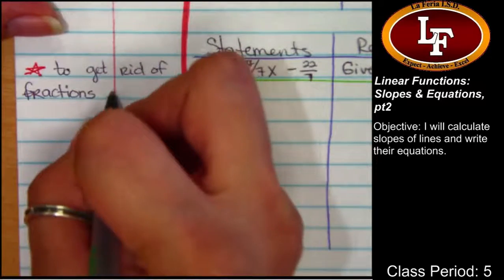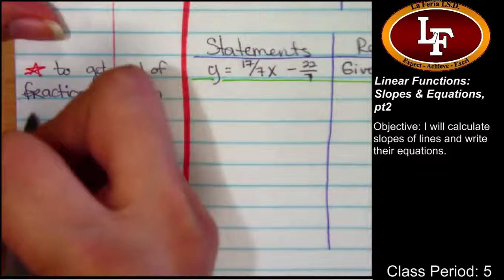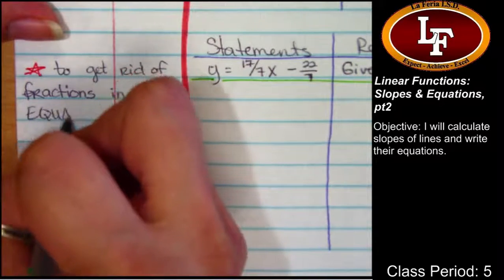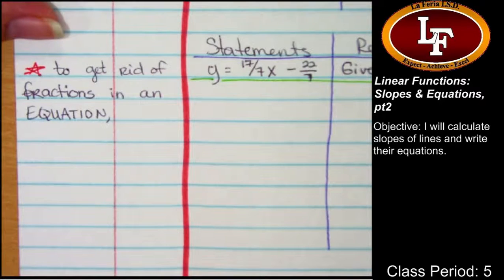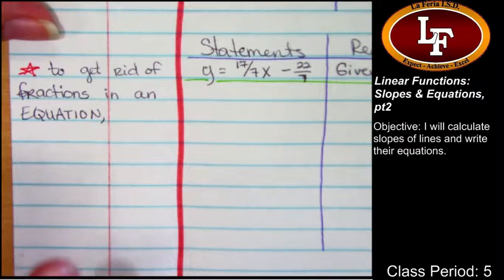To get rid of fractions in an equation, and I'm going to write the word equation in all caps because it's super important for me to make you realize that you can only do this in an equation. If you've got just fractions hanging out doing fractiony things on their own, you can't get rid of them. Okay? But if they're in an equation, you can totally get rid of them, and this is how you do it.